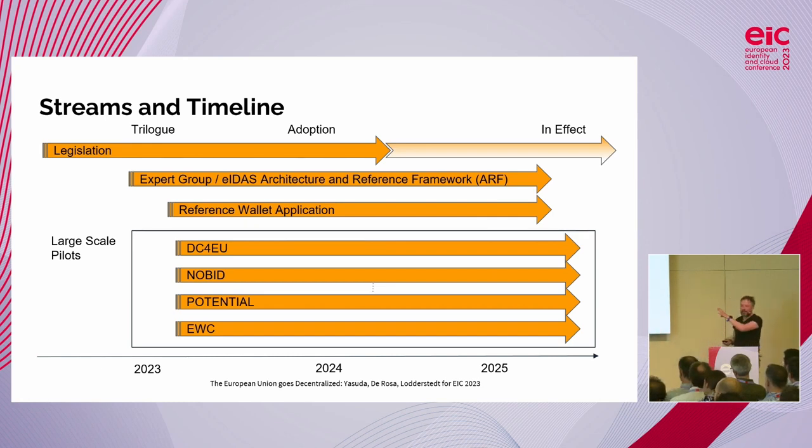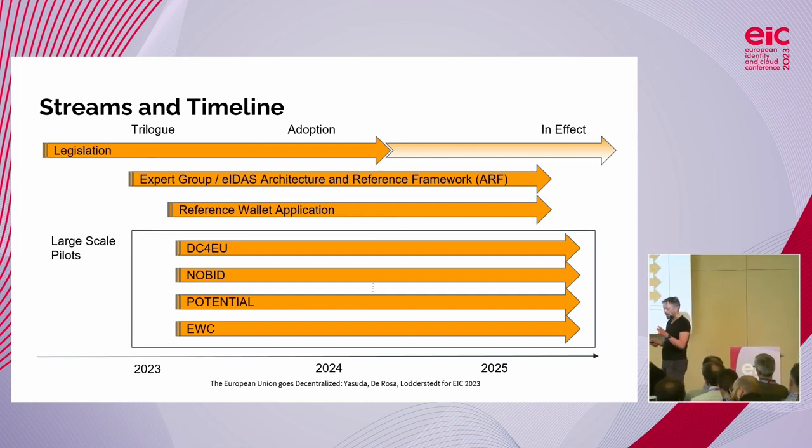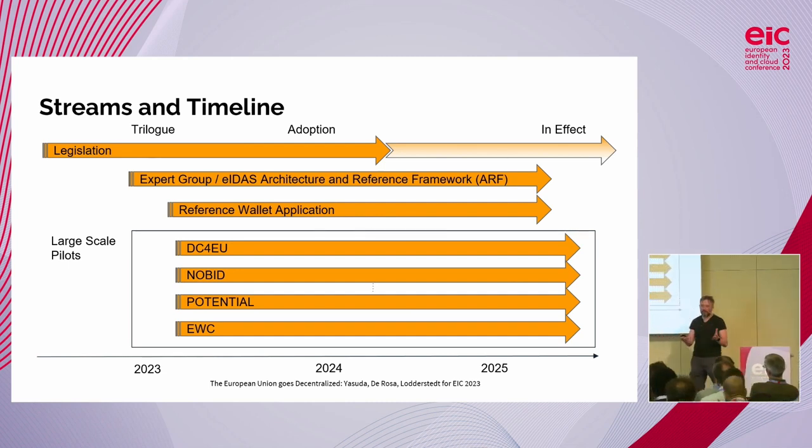And the different large-scale pilots focus on different things. So different member states involved and different focuses. So DC4EU, for example, focuses on education and social security. Nobit, is someone here representing Nobit? You do a lot of payment, right? Yes. Anything else? No, payment use case. Okay, thank you. Potential is a consortium that focuses on the identification, mobile driver's license, e-health, signing, so the core use cases, you could put it that way.